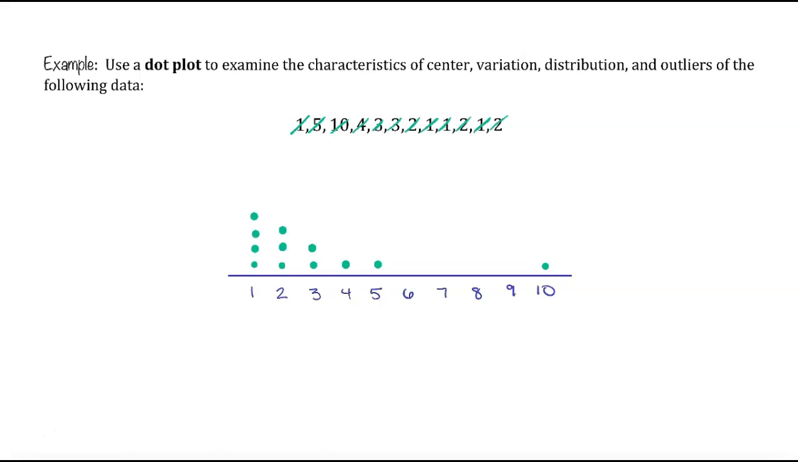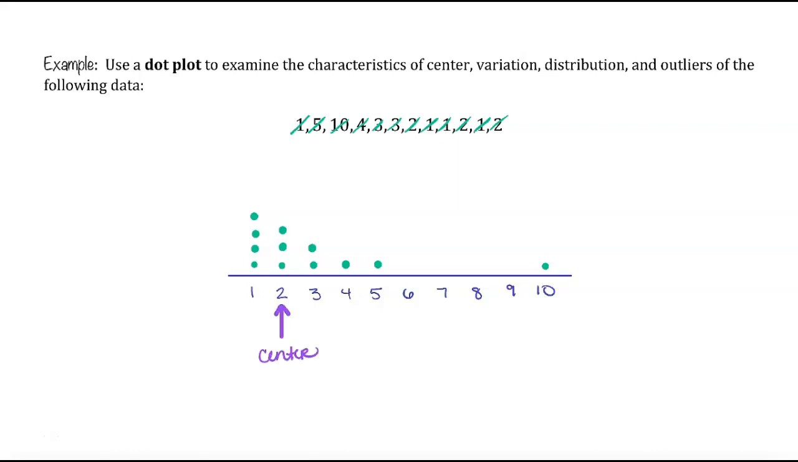This is a completed dot plot, and it allows us to see which data values occur with the greatest frequency, or the most often, and it allows us to see other characteristics of the data. Let's first talk about center. If we had first just looked at the list of data values, we may have thought that the center might be around 5 since the data values go from 1 to 10. However, looking at the dot plot, we can see that the center is more likely around 2.